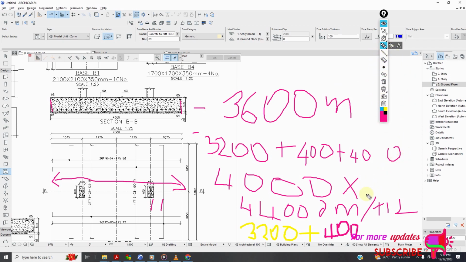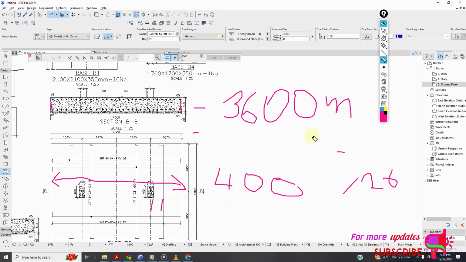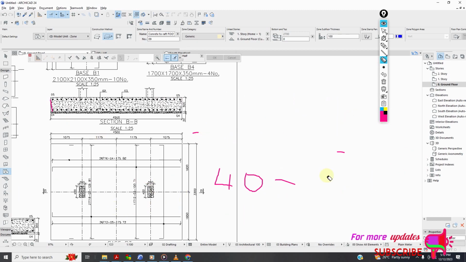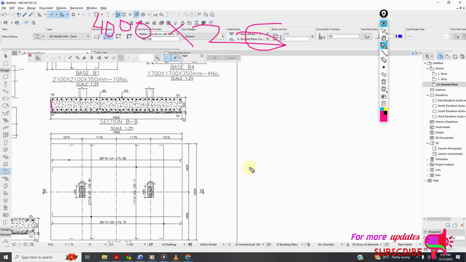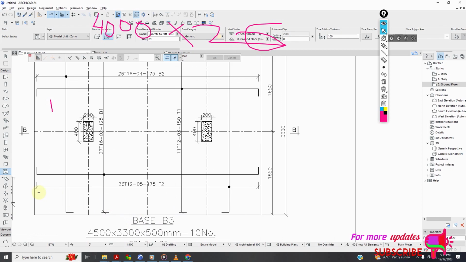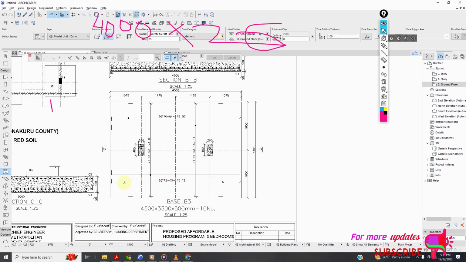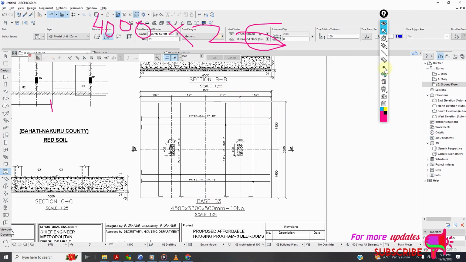So times 26. So I will need to grab results. So the first one we find is 4000 times 26 will give us the total length. And then we're going to do for now the other side, for this one, which is spanning in the longer span.